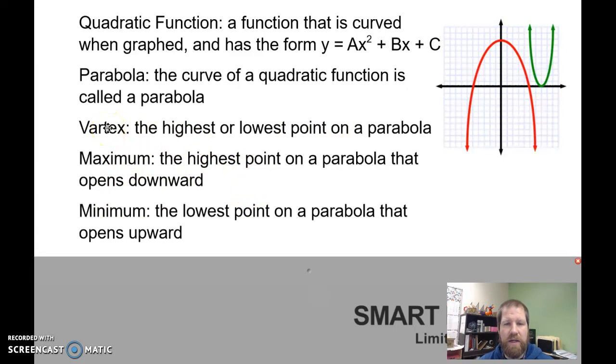The vertex is going to be a point. It's going to be a coordinate. So the vertex for this parabola is 0, what did I say, 8? Yeah, 0, 8. The vertex for this parabola would be at 1, 2, 3, 4, 5, 6, 7, 0. Okay, vertex is a coordinate, maximum and minimum are just the y value.